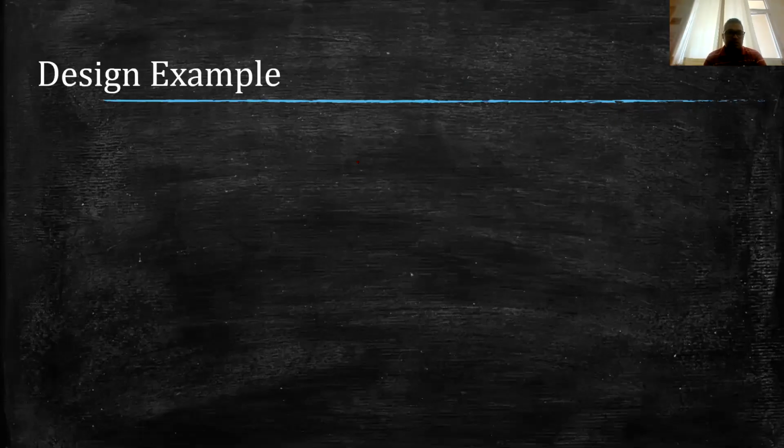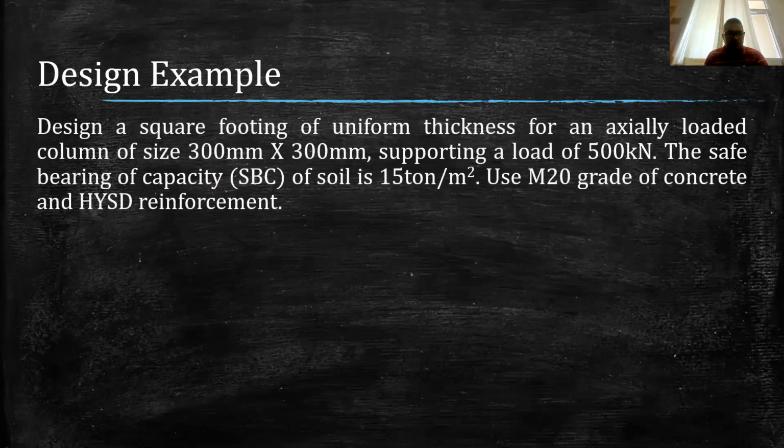Hello, welcome back. So now in this part, we will solve the design example for the isolated footing. So this is our problem. In this, we have to design a square footing of uniform thickness for an axially loaded column, and the size of column is 300 by 300, and it is supporting a load of 500 kilonewton. Also, the safe bearing capacity of the soil is 15 ton per meter square, and we have to use M20 grade of concrete and HYSD reinforcement.